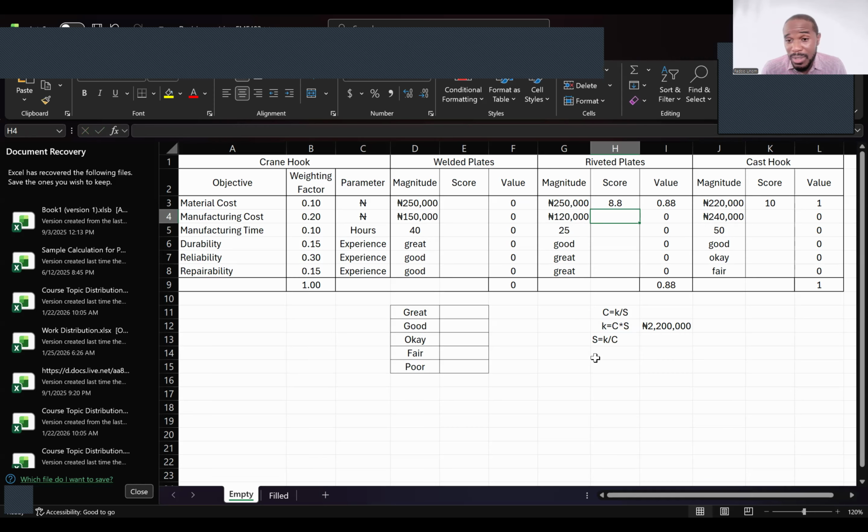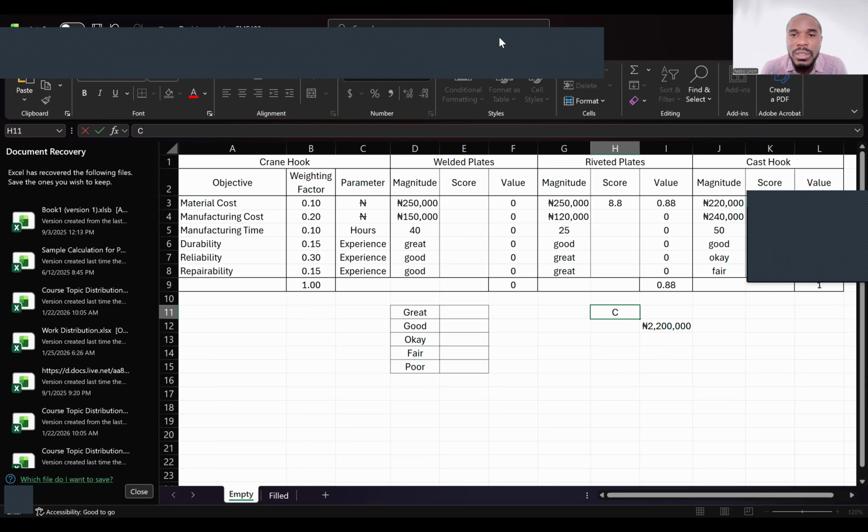Did you follow me? Sir, please come again. Okay, sir, let me walk through this again. So we said, let me delete all of this. We said that our cost is inversely proportional. Where is my insert? Where's my symbol?